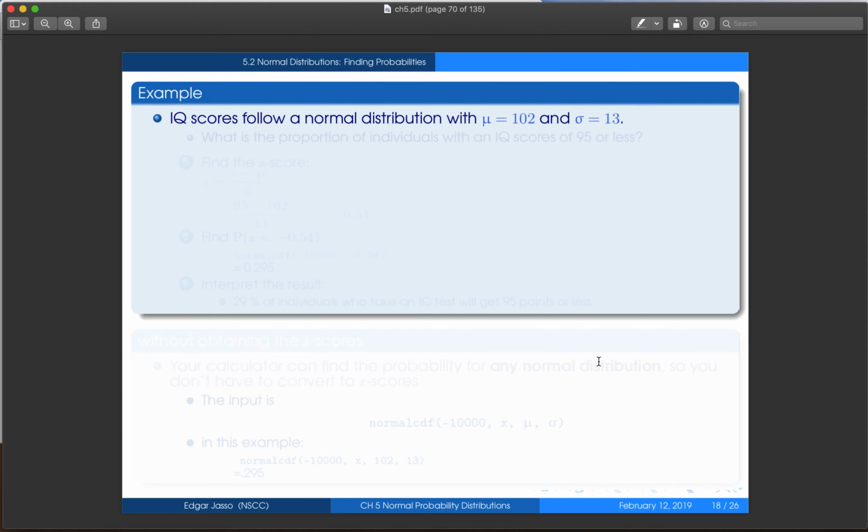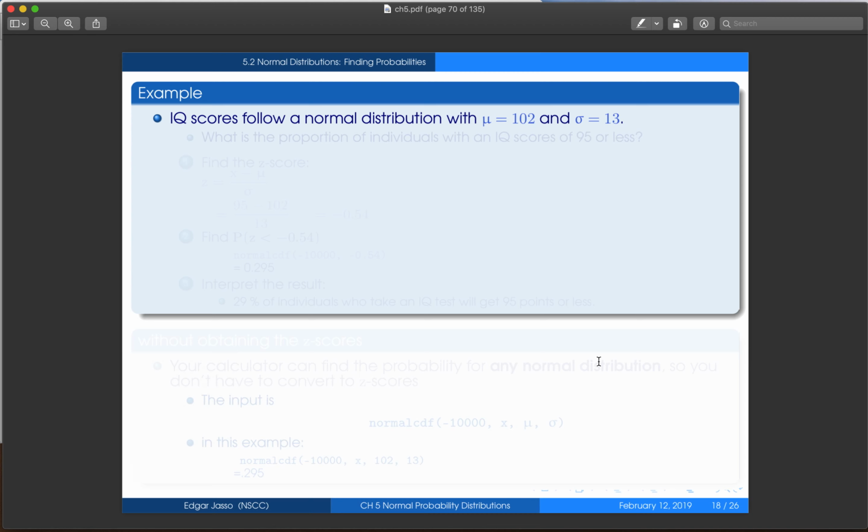In 5.2, we are going to find areas to the left or right or between two numbers for normal curves that have means and standard deviations different than 0 and 1. Sorry, means different than 0 and standard deviation different than 1.